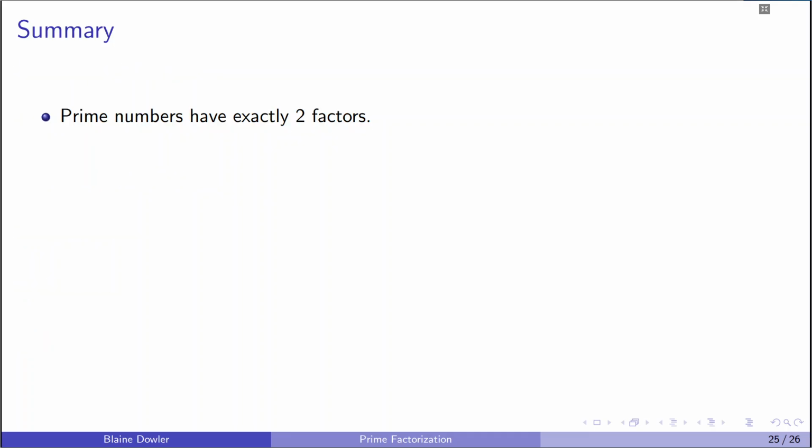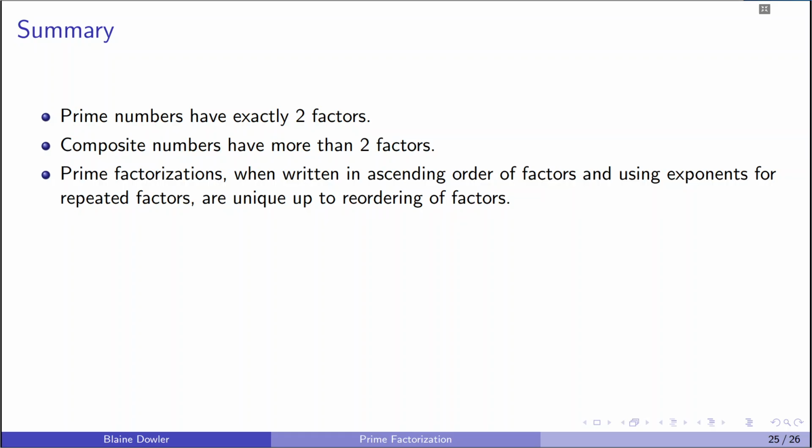In summary, prime numbers have exactly 2 factors. Composite numbers have more than 2 factors. Prime factorizations, when written in ascending order of factors and using exponents for repeated factors, then become unique. So putting them in that order means we're not going to reorder the factors.